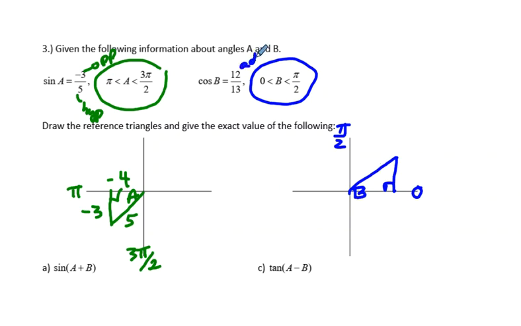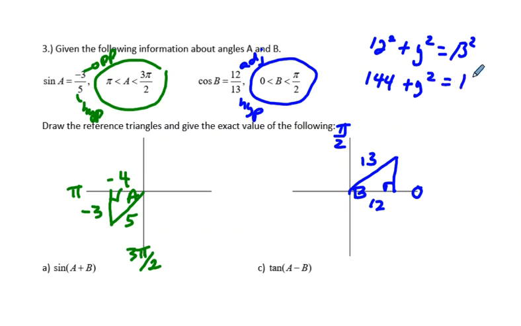Cosine is adjacent over hypotenuse. So your adjacent is 12 and your hypotenuse is 13. Now some of you know that this is a 5, 12, 13 triangle, but if you didn't know that, then you would do Pythagorean theorem. 12 squared plus y squared equals 13 squared, and you get 144 plus y squared equals 169, y squared equals 25, and remember that there are two solutions, positive or negative 5, so you need to look at your picture and decide what it is. In this case, the y is going up, so this is a positive 5.